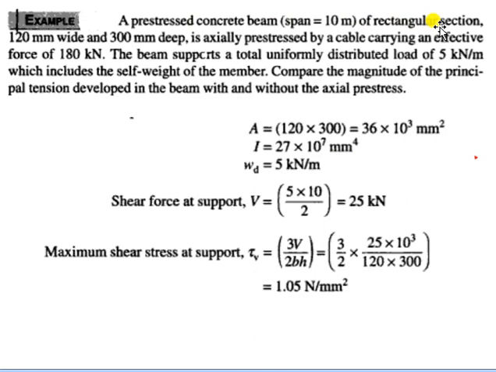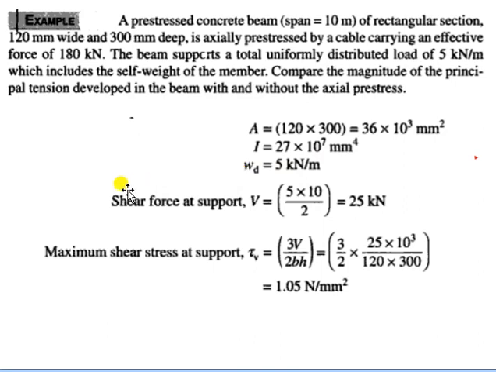Therefore, for the rectangular section, the moment of inertia is BD cube by 12. Therefore, I is equal to 27 into 10 to the power of 7 millimeter to the power 4, and WD is equal to 5 kilonewton per meter. The W is the total load acting on a member including self weight as well as live load.